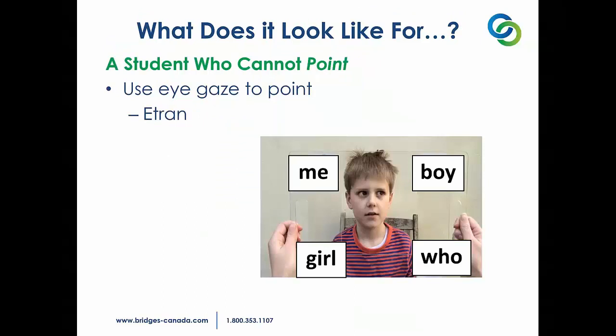If a student can't point, then again, using eye gaze is a really important way for them to demonstrate their learning. Just because a student cannot speak does not mean that they cannot learn to read. We have many non-speaking students who are able to read. Well, we just have to get creative about the way we assess them in their reading.